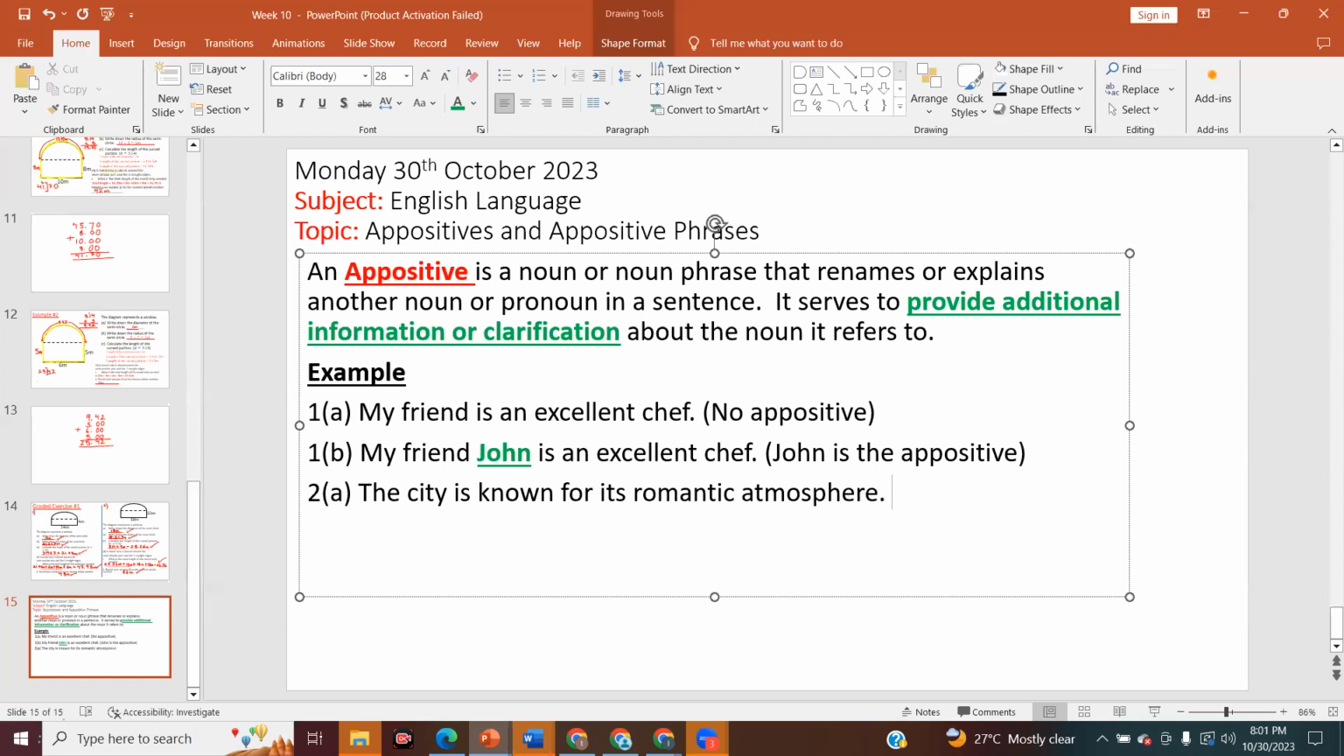All right. The city is known for its romantic atmosphere. Good. Do we have any appositive in the sentence? No, sir. We don't, because it's not telling us what city. We need more information, right? Like which city are you talking about? The city is known for its, but what city are you talking about? So we need more information.